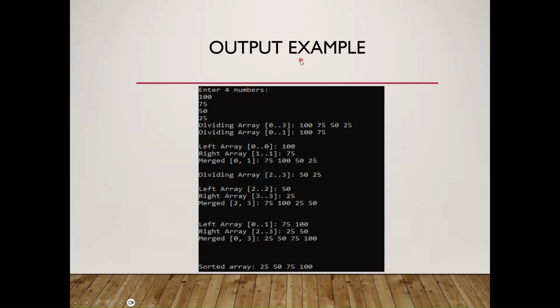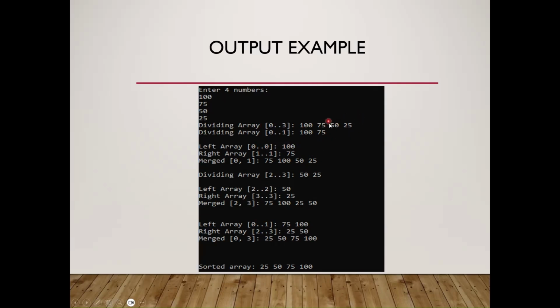Now this is our code example. Here I have inputted 4 numbers: 100, 75, 50, and 25. There are 4 elements, so it will get divided into 2 parts. First it divided 100 and 75. Now this could also be further divided. So 100 and 75 would be divided separately, but these cannot be further divided. So here the base case is reached. So 75 and 100 would get sorted, but 50 and 25 are remaining.